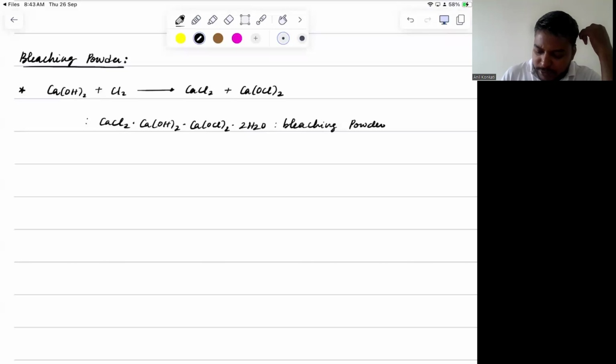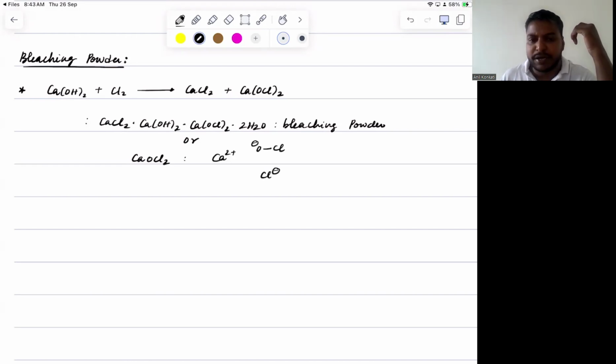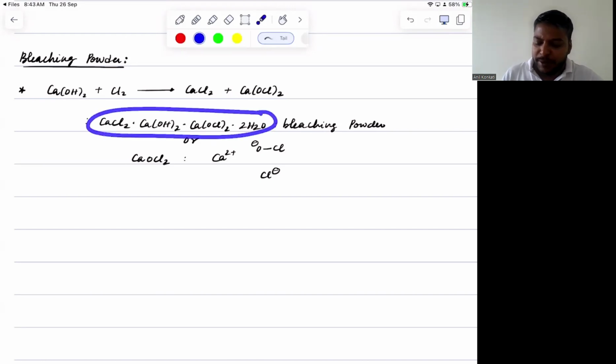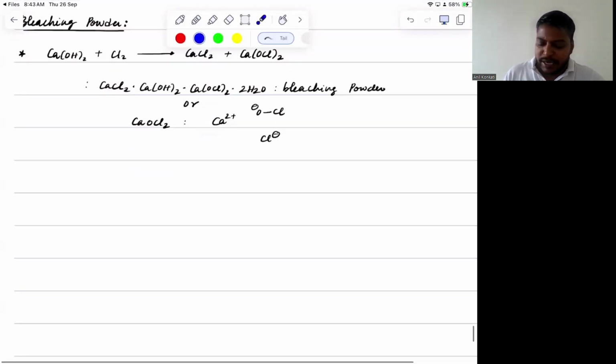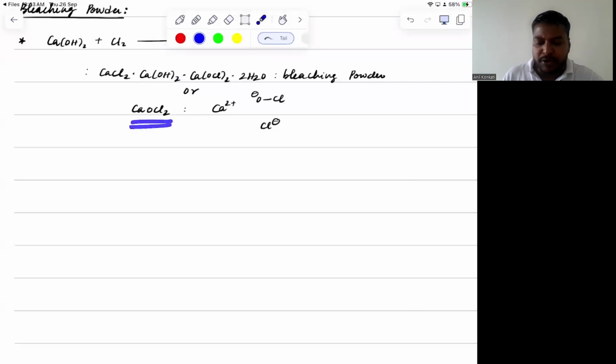Usually you can expect that it is a mixed salt of CaOCl2, which is basically Ca2+, OCl minus and Cl minus. This is how it is ionically bonded. Which means that out of this entire bleach, the only reactive part is this one, and that also will exist in the form of CaOCl2. Whenever the bleaching powder's reactions are seen, you are worried about this one.